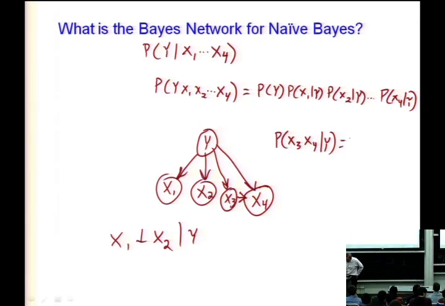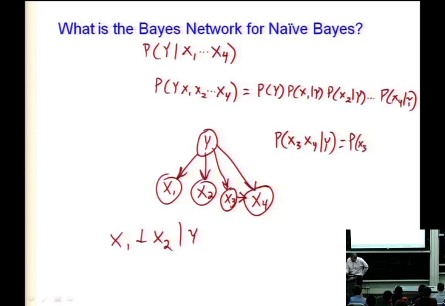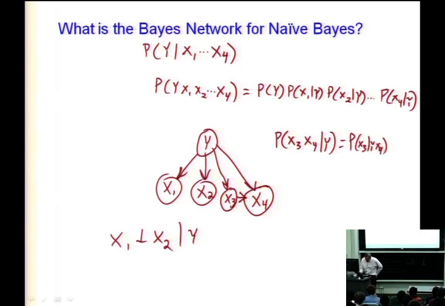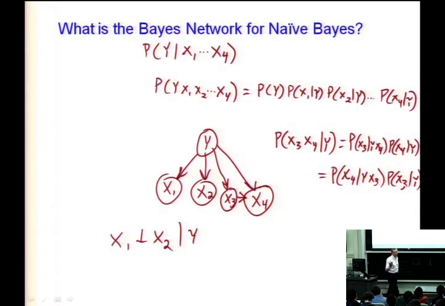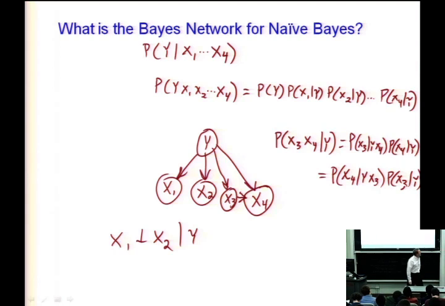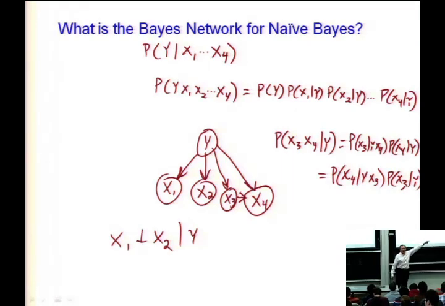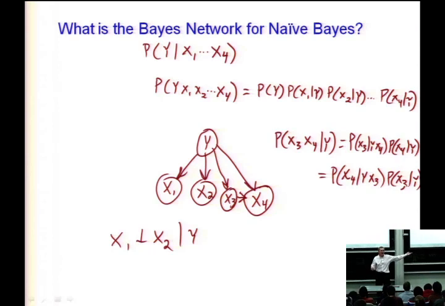And by the chain rule, I can write that either P of x3 given y and x4 times P of x4 given y. That's one way the chain rule would allow me to write it. Another way is just to switch the role of x3 and x4. They're equivalent. Chain rule doesn't care which order I expand things in. If I expand it one way, I get the edge going one direction. If I expand it the other way, it corresponds to the factorization with the edge going the other way. So it just doesn't matter.